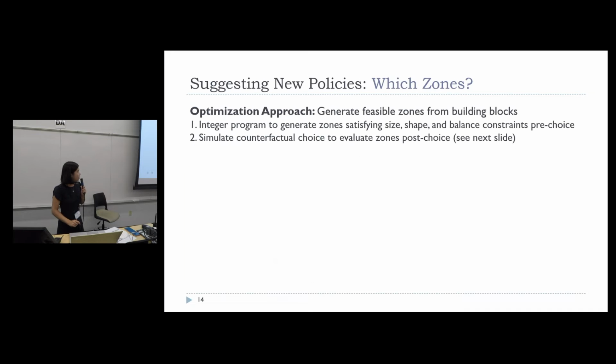And how did we instantiate these policies? We had to decide in particular on which zones to use. And so we took an optimization-based approach where we generated feasible zones from building blocks using an integer program. I'll show you some of the constraints in that program in just a moment. That was step 1. And then in step 2, we took some of these generated zone maps that the district liked, and then we ran counterfactual choice on these zone maps to be able to evaluate how they perform after choice. Now, it is possible to combine these 2 stages into one really, really huge math program, but that program is computationally even more difficult than the one that I'm going to show you now.